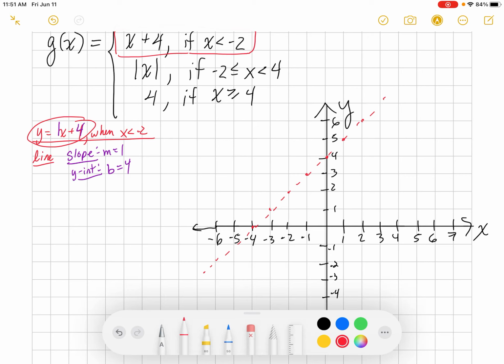So imagine I'm doing that very lightly with a pencil. Now we have to be concerned about where we keep this red graph. So focus here on when x is less than negative 2. So when is x less than negative 2? Well, let's find negative 2 on the x-axis. Let's find the graph, and then let's keep the graph when x is less than negative 2. That's to the left of negative 2. That means everything to the right of negative 2 we have to get rid of.